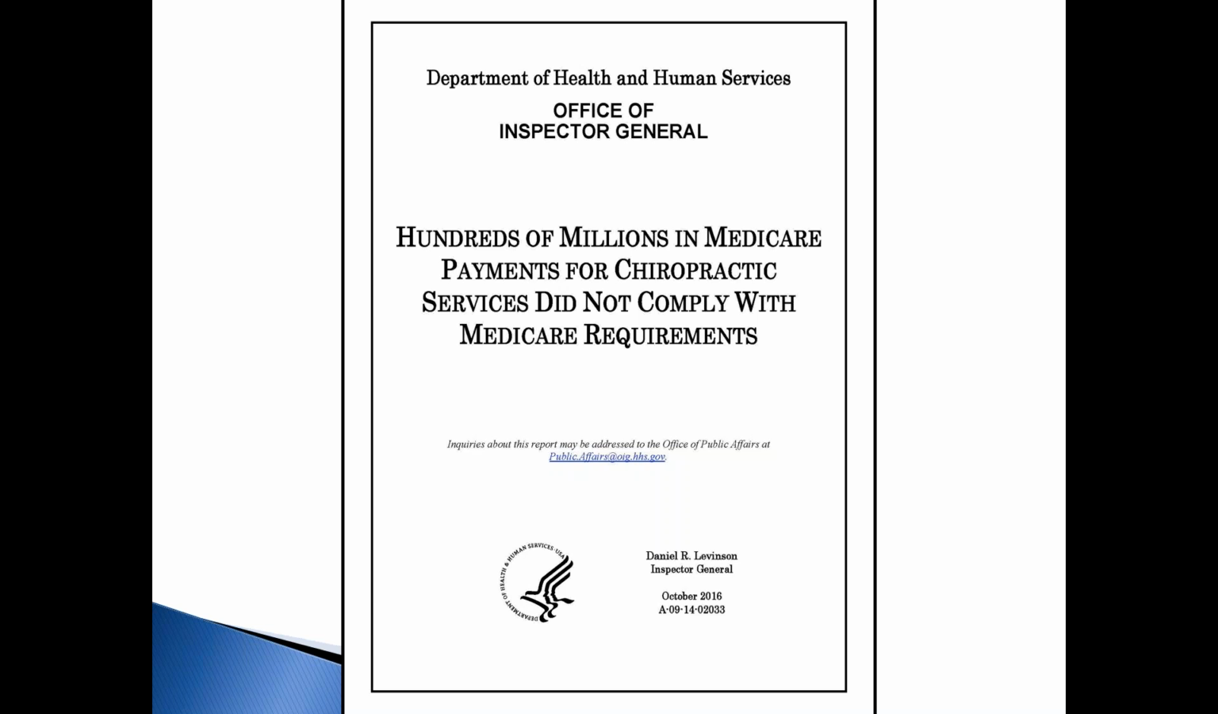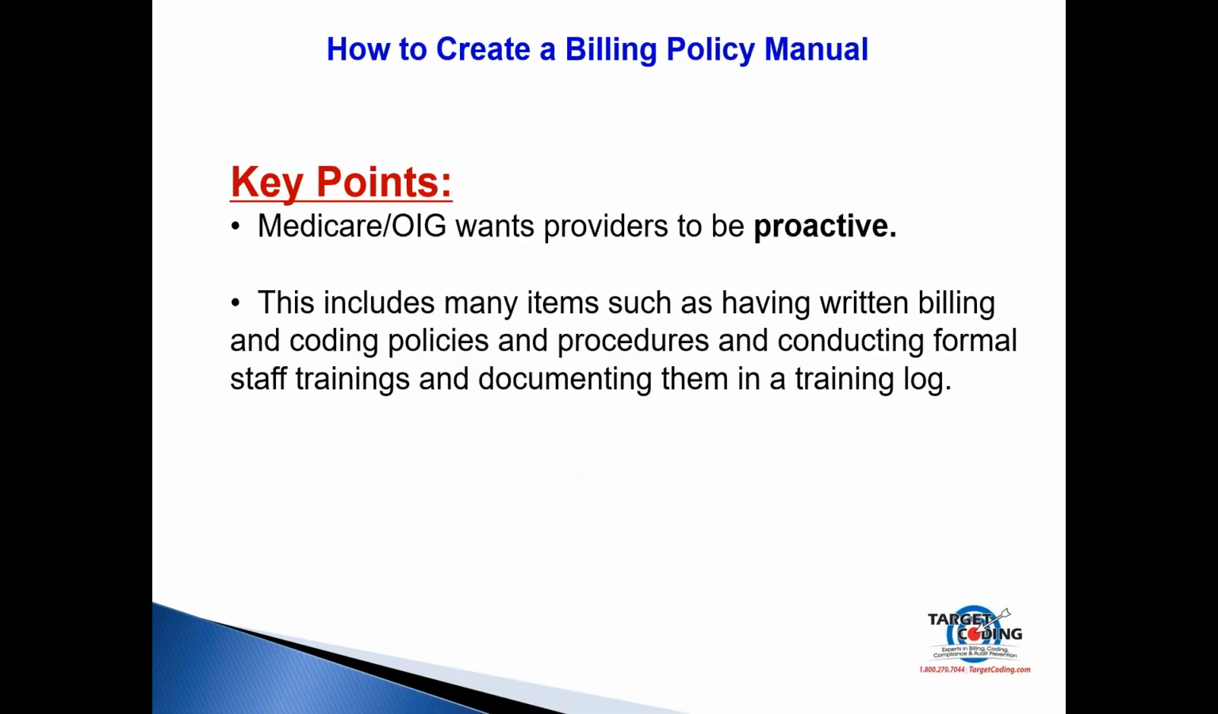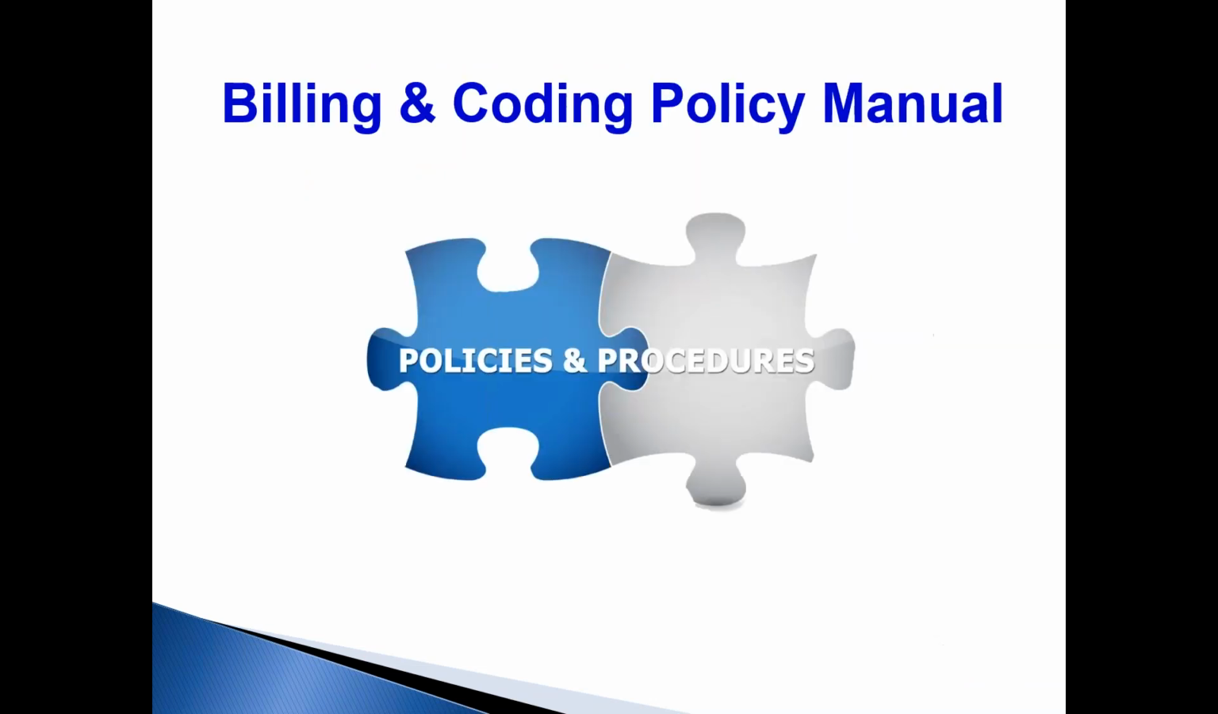This was a couple of years ago. Hundreds of millions in Medicare payments for chiropractic services did not comply with Medicare requirements. So Medicare and OIG want doctors to be proactive, having written policies and procedures, putting together a billing policy manual.